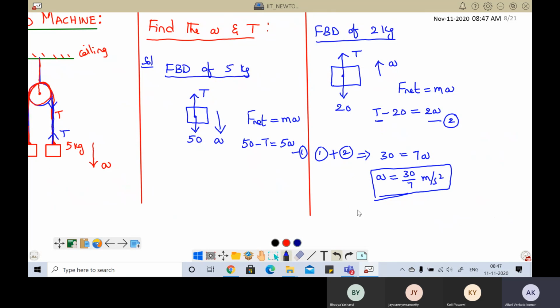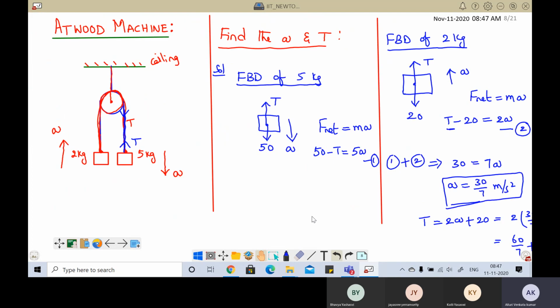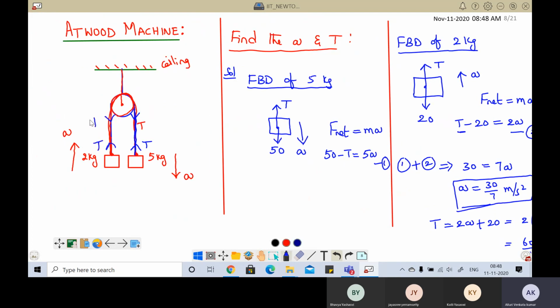What about tension? T is equal to 2a plus 20. 2 into 30 by 7 plus 20, so 60 by 7 plus 20, that is 200 by 7 newtons. So this will be the tension. Throughout the string, this tension will remain the same. Here also T, here also T. Everywhere it will be the same. Is it clear? Yes, sir.